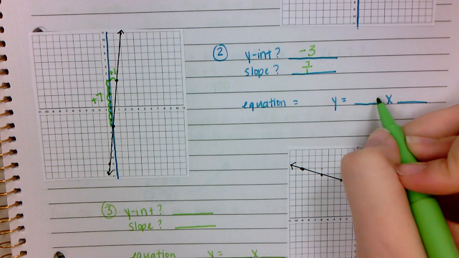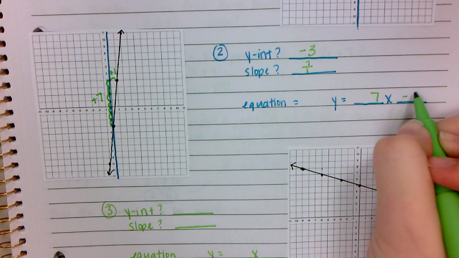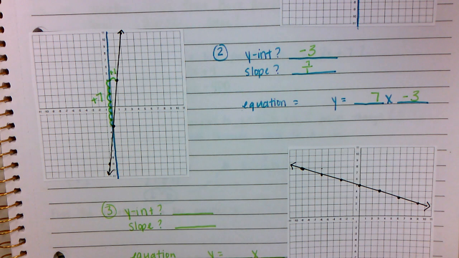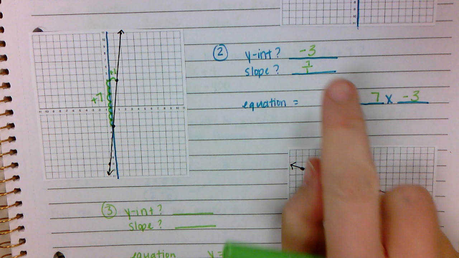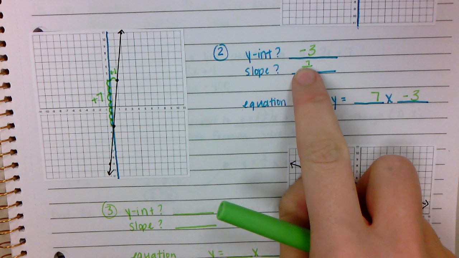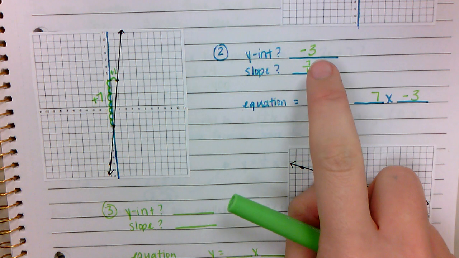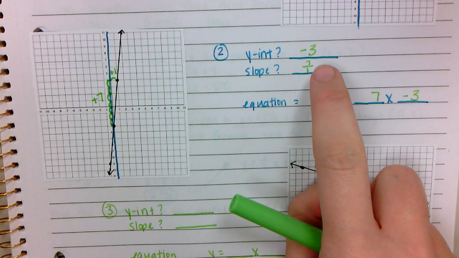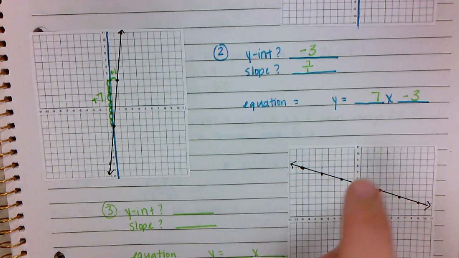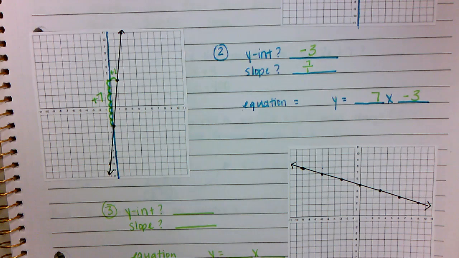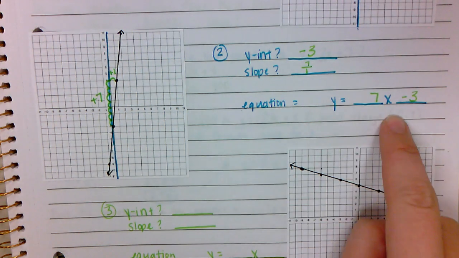So when I write my equation, it's going to be 7x minus 3. Okay? Remember, if you can simplify a fraction to being just a whole number, you want to write it as a whole number. If it's a fraction like 2 over 6 that can be reduced to 1 over 3, you want to reduce them down if you can. It'll just make it easier when you're trying to graph that. So this would be our final equation.